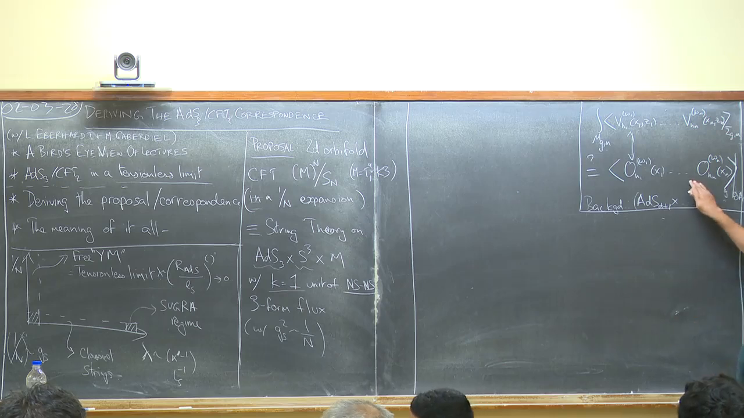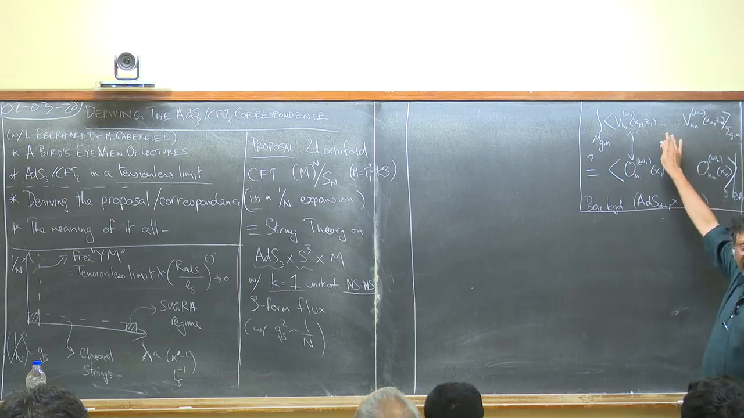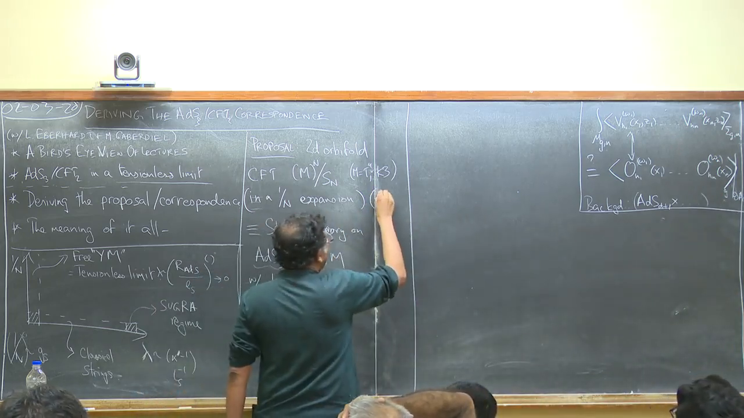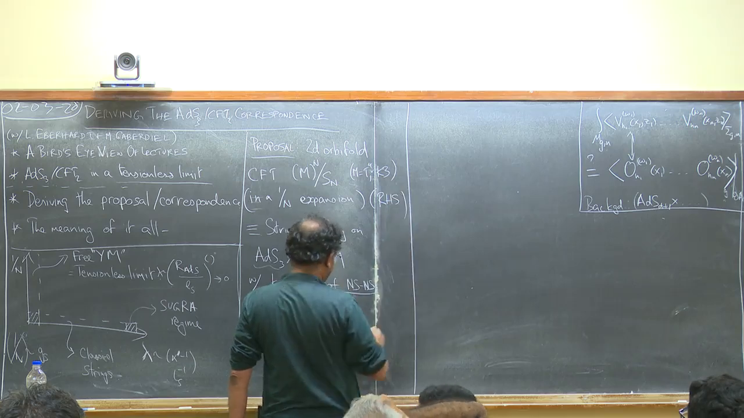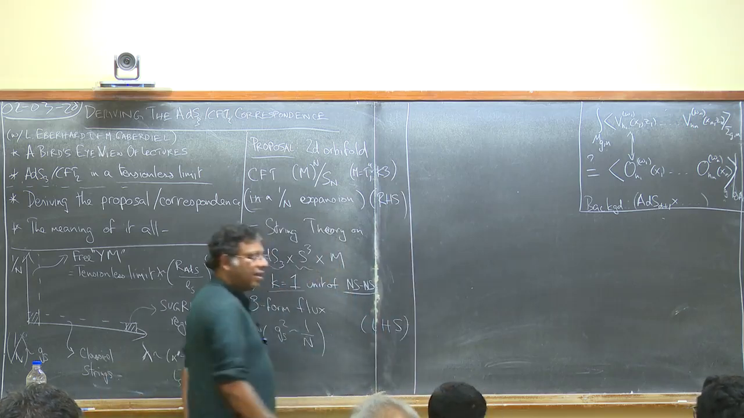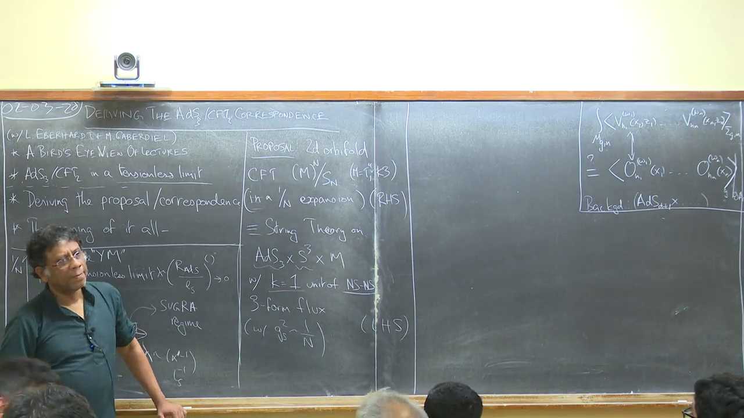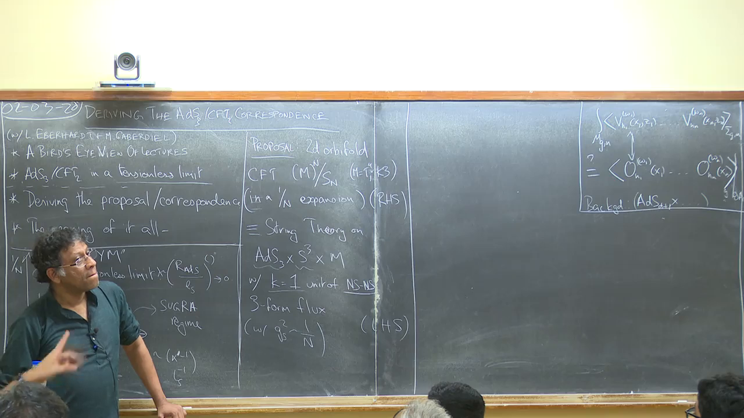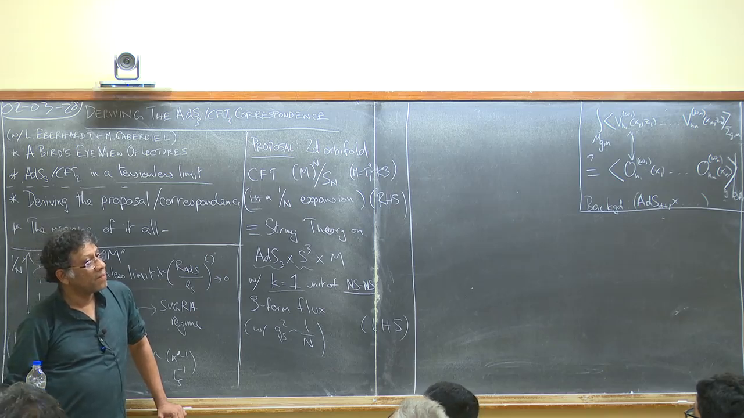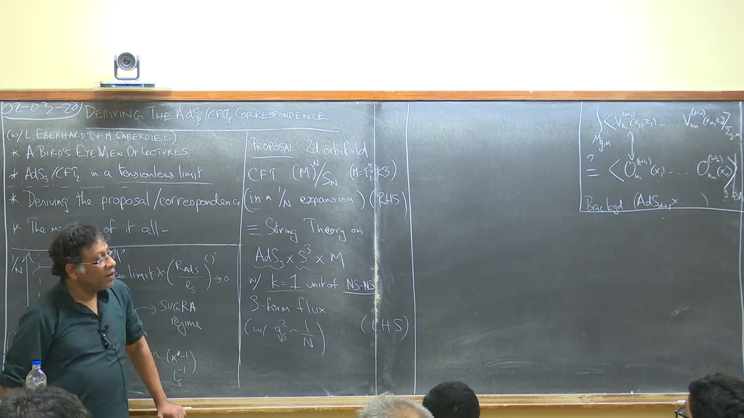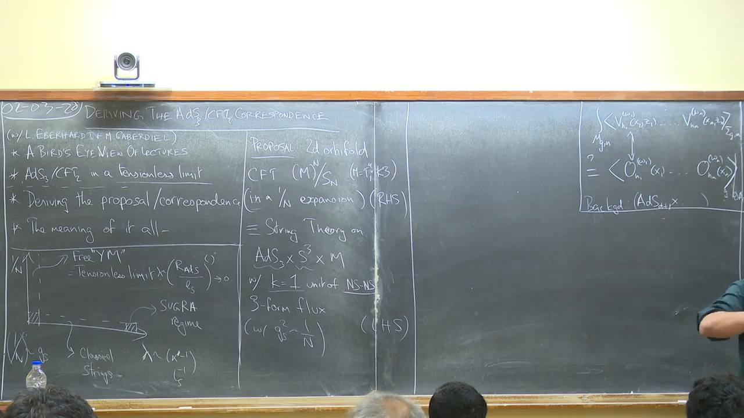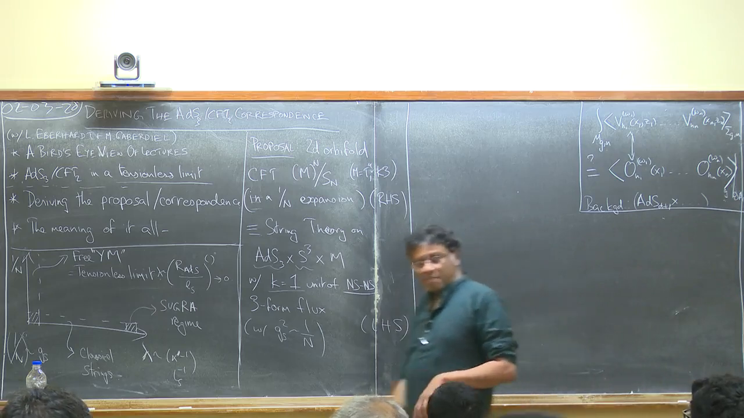Sorry? This is a 2D CFT. This is AdS3 times S. This is the RHS, and this will be the LHS. So are you putting this 2D CFT inside this CFT? No. The CFT is a 2D CFT, but it's just that the fields in that 2D CFT take values in the M. Yes.